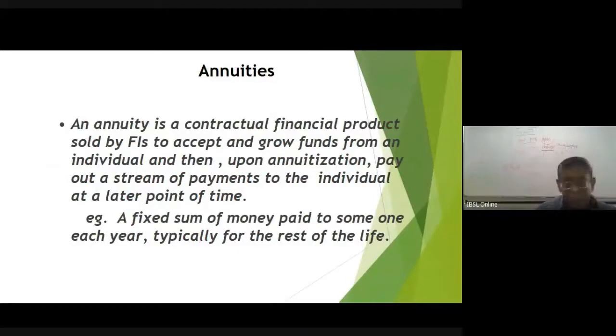So what do you mean by an annuity? Annuity is a product, or an annuity is a contractual financial product sold by a financial institution to accept and grow funds from an individual, and then upon annuitization pay out a stream of payments to the individual at a later point in time.